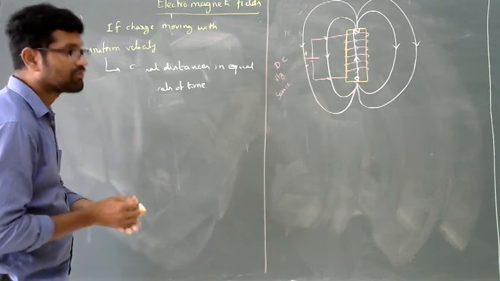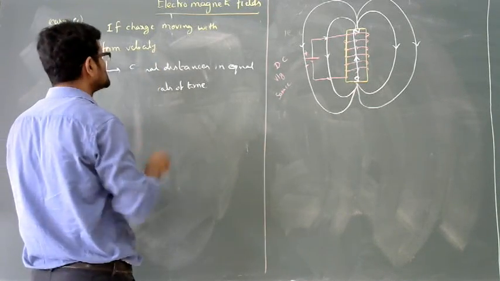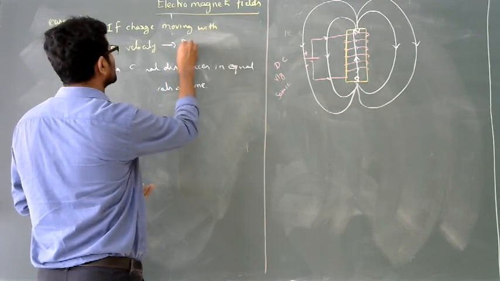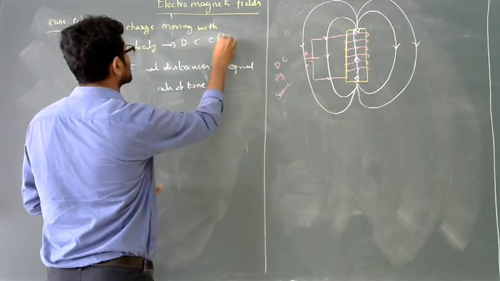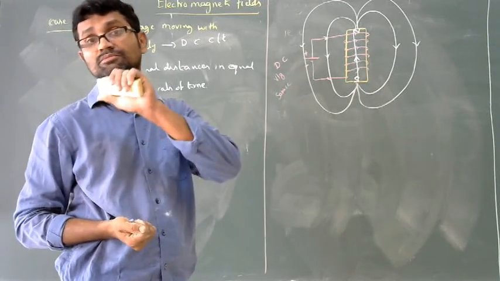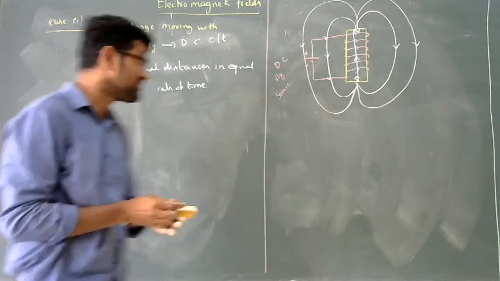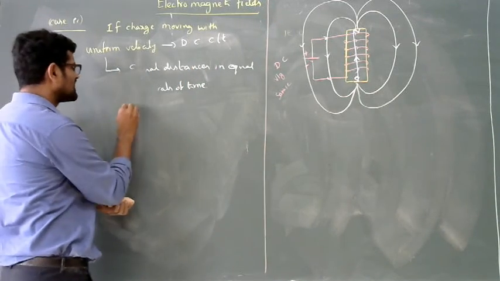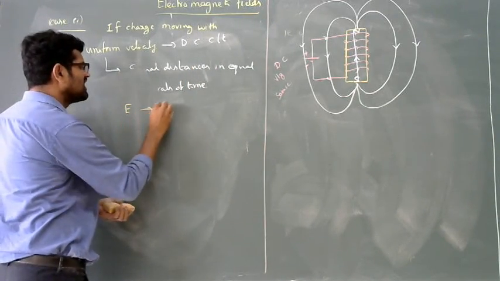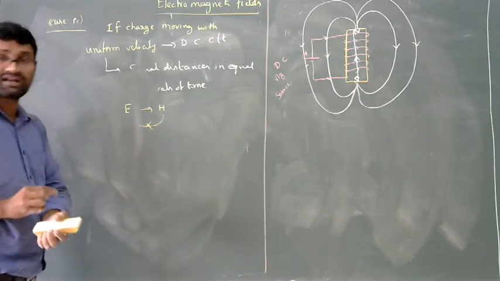If charges are moving with constant speed, we will get DC current. If charges are moving with constant velocity, DC currents will exist. So what can we say here? Because of an electric field, we get a magnetic field, but because of a magnetic field, we won't get an electric field here. Why?